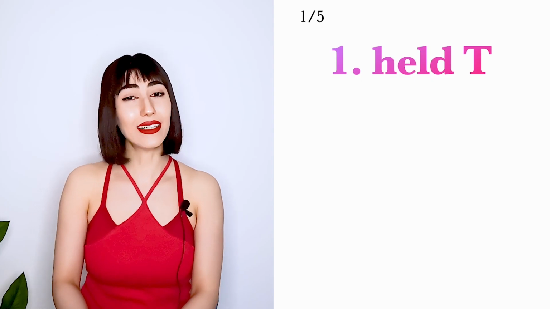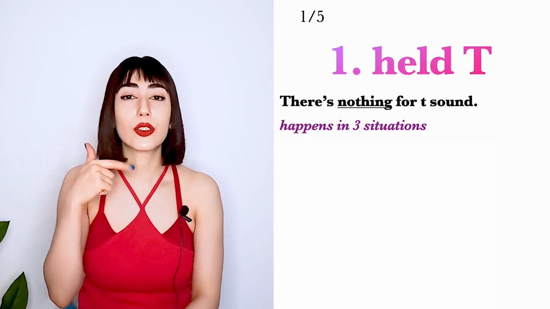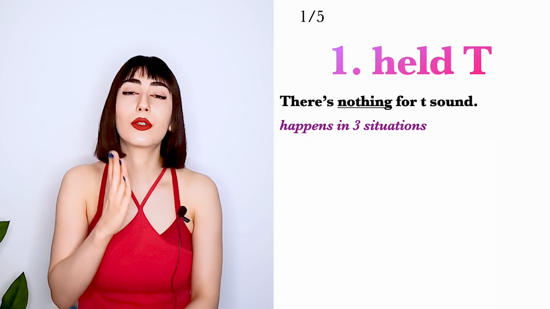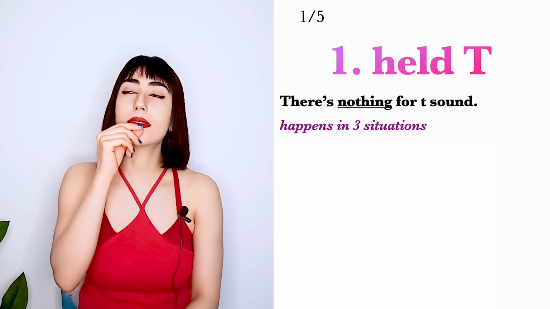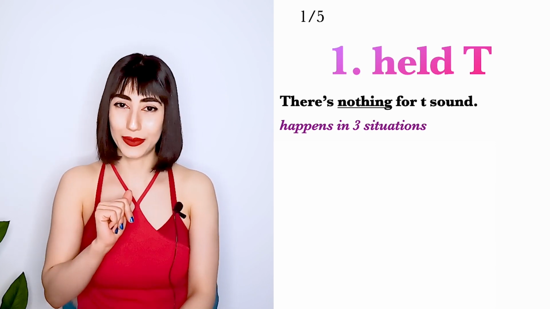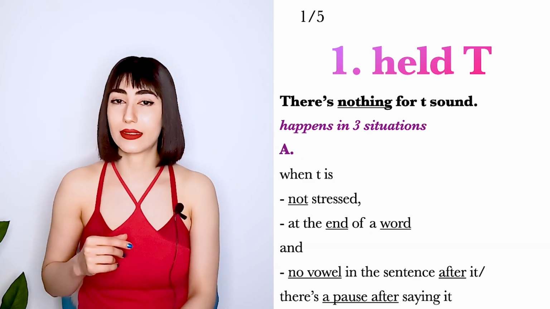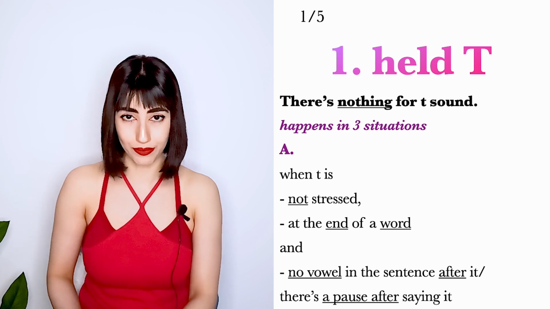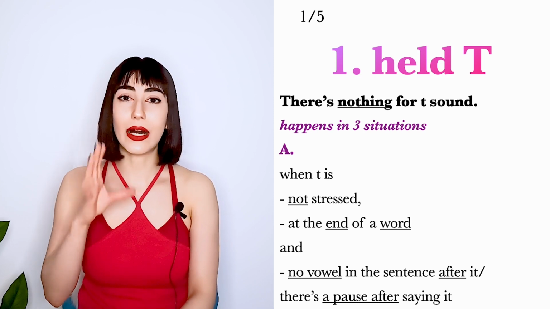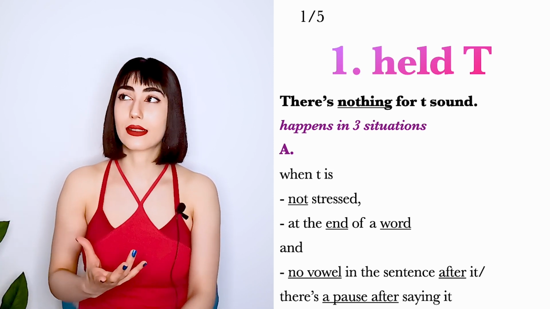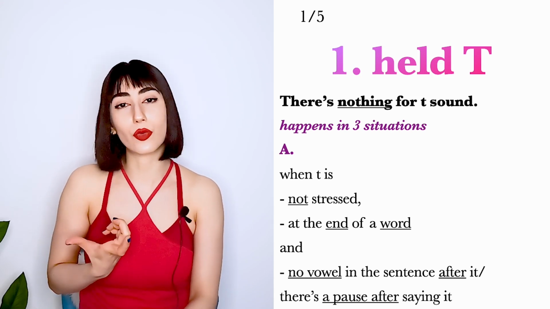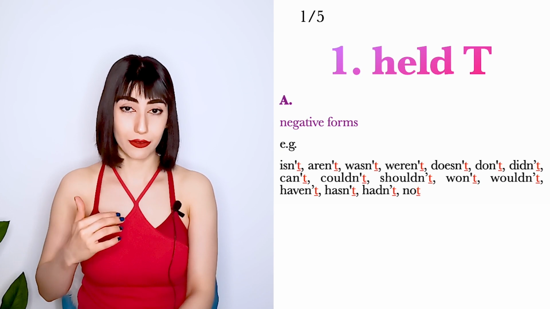Number 1, held T. There is no sound for T. You want to say this T sound, but you hold it right at the time that this T sound wants to get out of your mouth. I'll show you how. When do we have it? We have it when T is not stressed and it is at the end of a word. And after it, there is no vowel sound in your sentence. Or you want to just pause for a moment after saying these words, like in these negative forms.